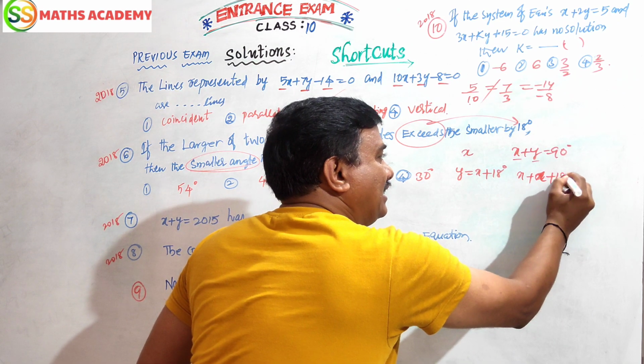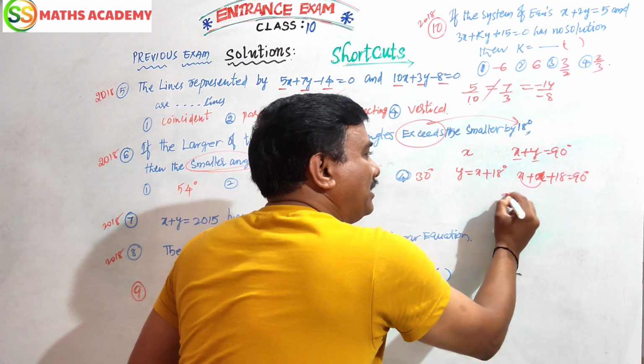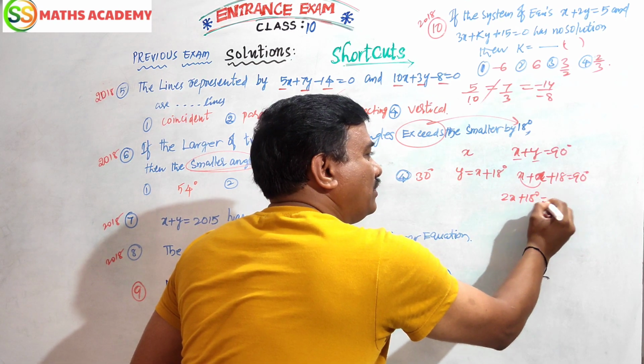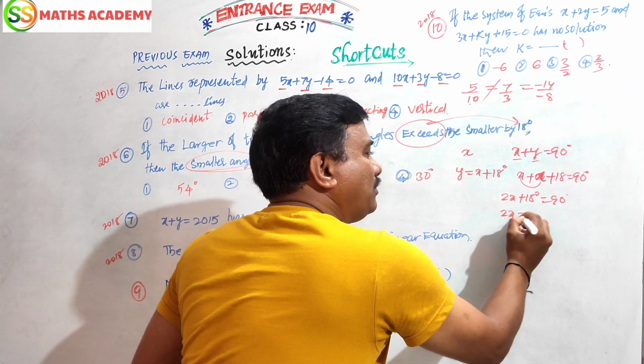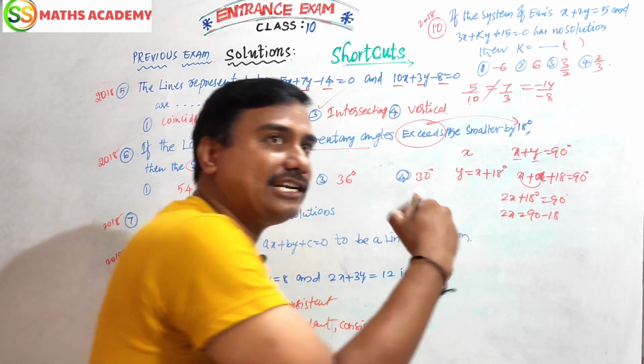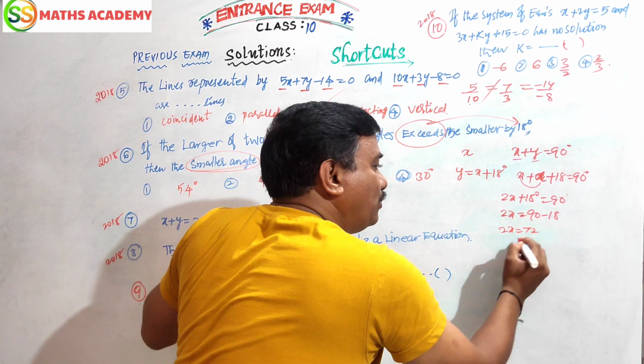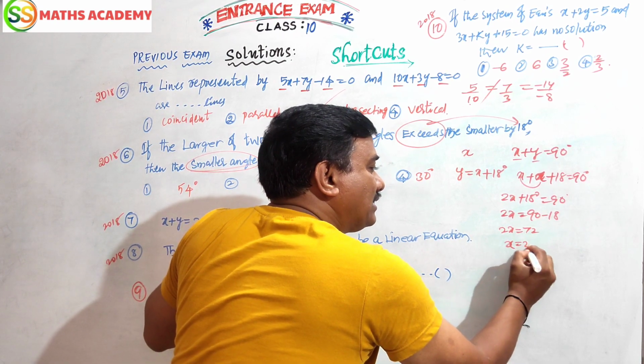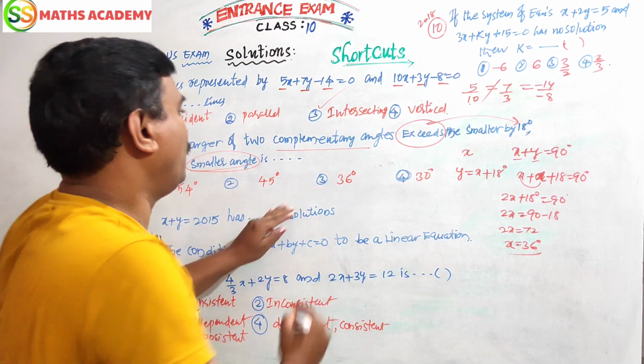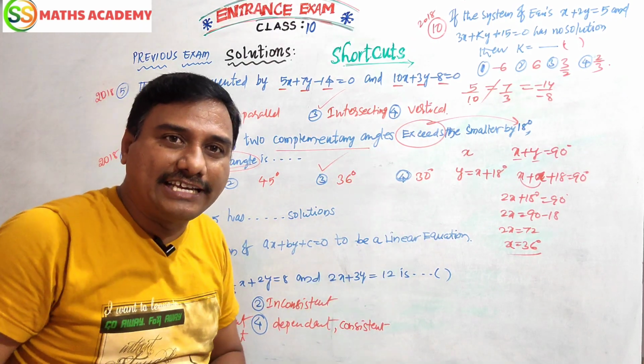x plus x plus 18 is equal to 90. 2x plus 18 equals 90. So 2x equals 90 minus 18. 18 transferred to the right side becomes minus 18. So 2x equals 72. Now x equals 36. This is the smaller angle.